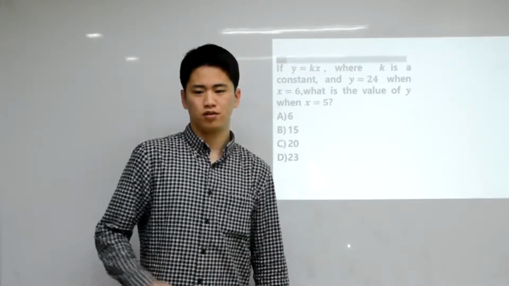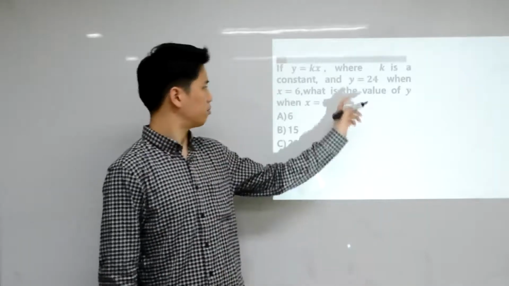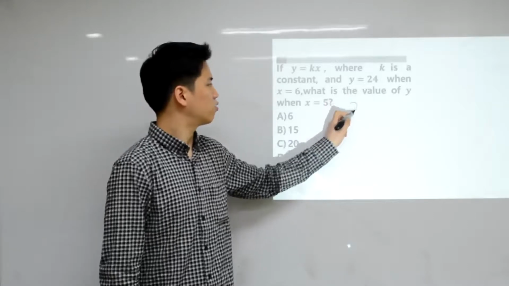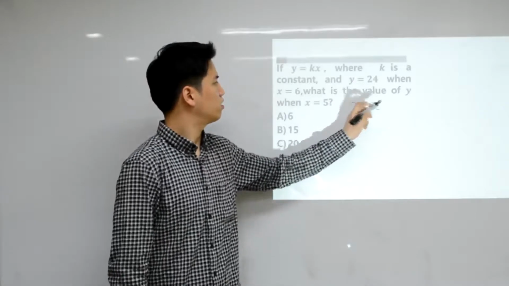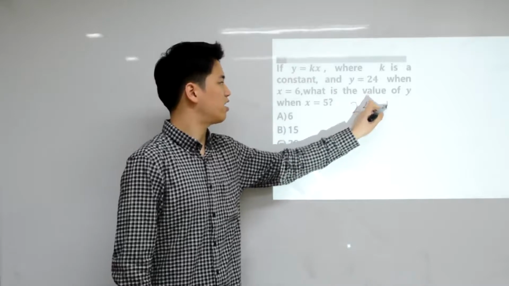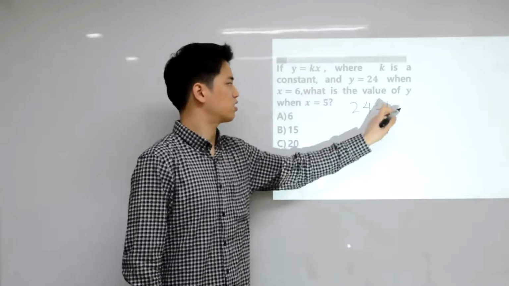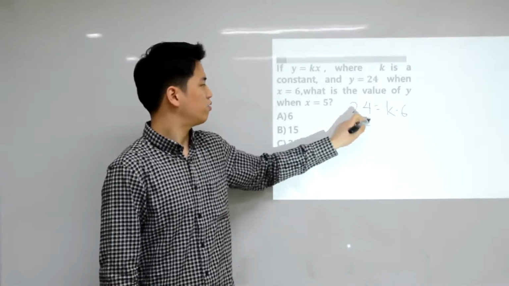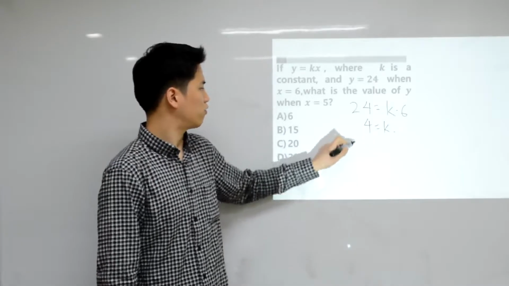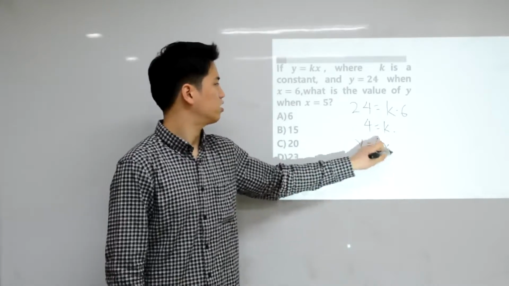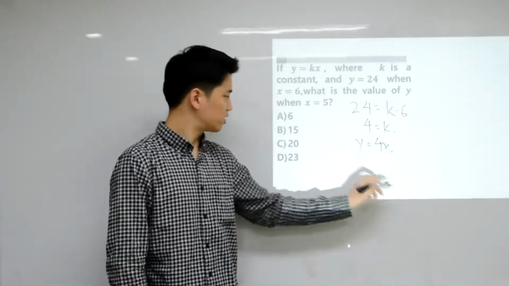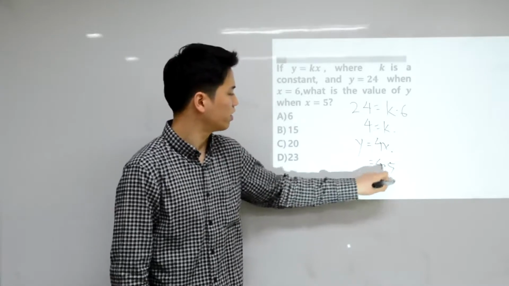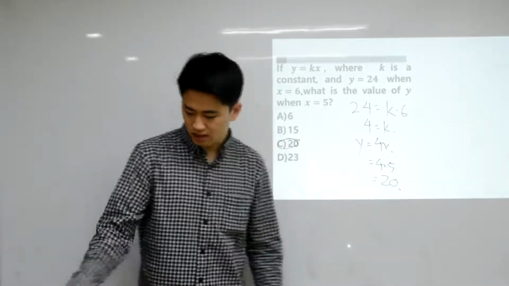Number 2, so this one's fairly simple. They tell us that y equals kx, and they specifically tell us that 24, so that's when y equals 24, equals k times 6. So dividing both sides by 6, we get that 4 equals k. So k equals 4, so the formula is y equals 4x. And they asked us for the value of y when x equals 5, so it's just y equals 4 times 5, which equals 20. That's C.